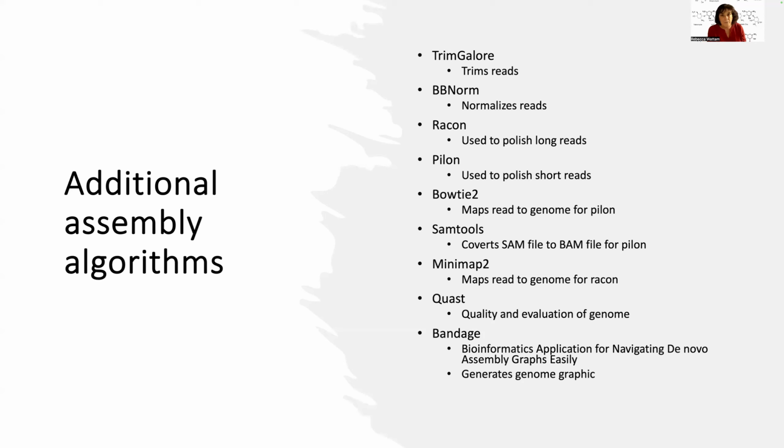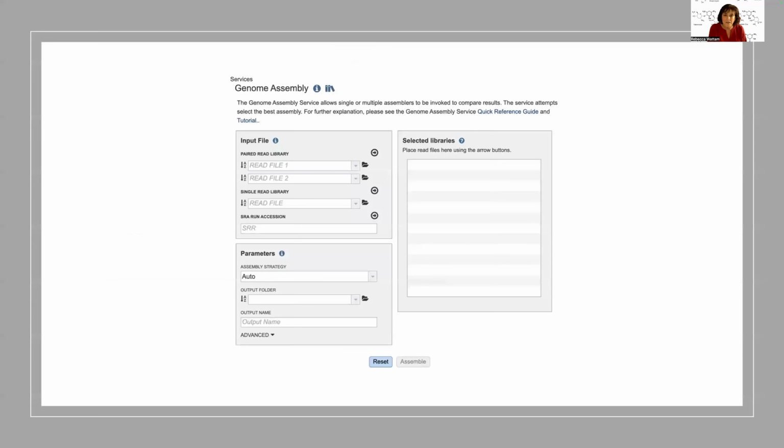Now, after all the assembly is finished, we also have some ways to visualize it and to look at the quality. We run a pipeline, or an algorithm, called QUAST, which evaluates and gives you statistics on your genome. And then we have a nice little visualization for it, as long as the contigs are not in the thousands. That's called Bandage, which is short for Bioinformatics Application for Navigating De Novo Assembly Graphs Easily. It just generates a genome graphic.